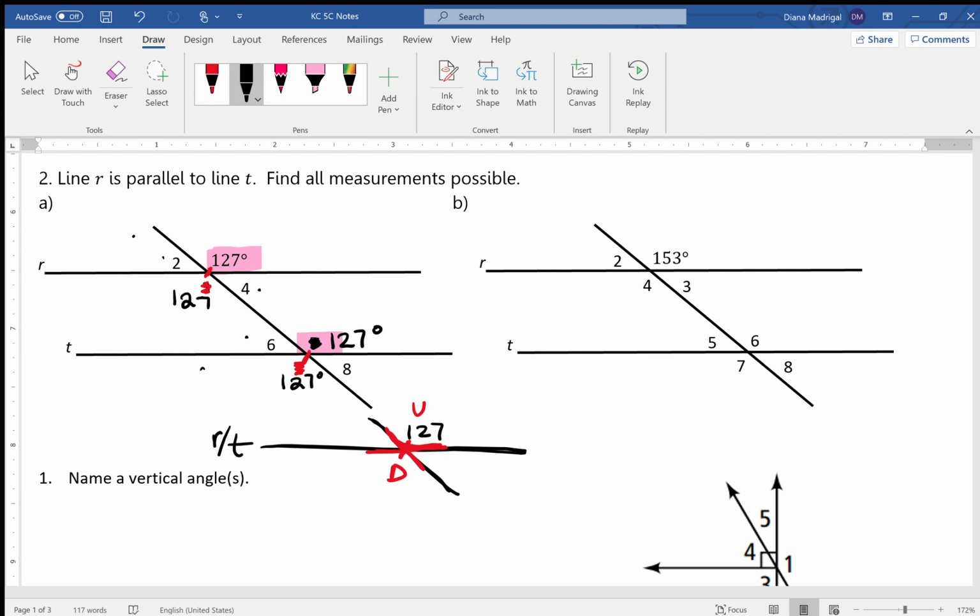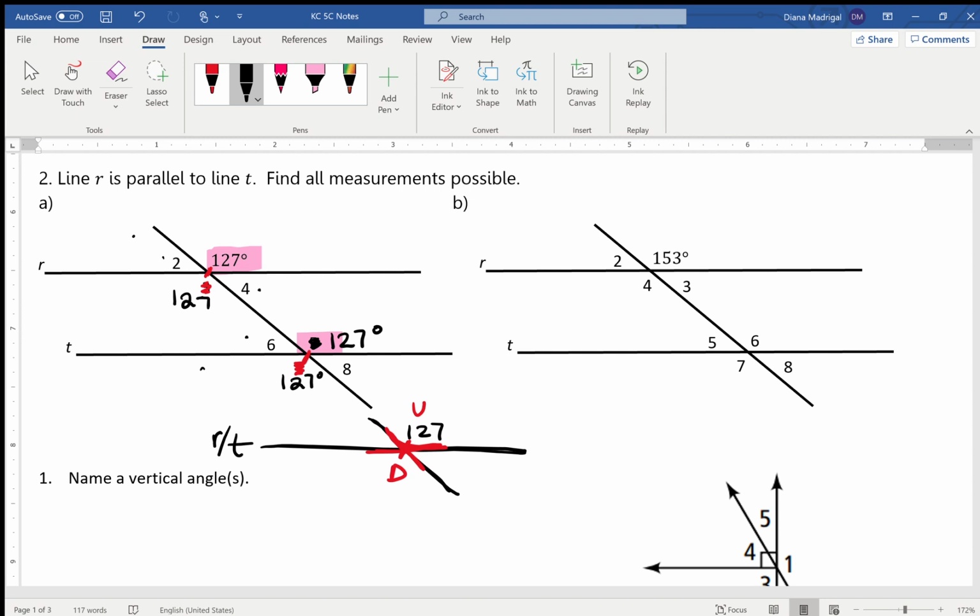Okay, so there you go. Based on the corresponding angles and vertical angles, I was able to figure out angles 5, 3, and 7. Don't worry about the rest of the angles; we're not talking about that just yet. All I want you to do is use what we know about corresponding angles and vertical angles to solve the problem. So you guys may want to try number 2B now.